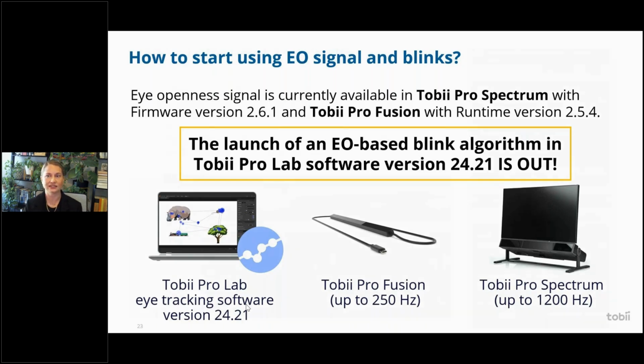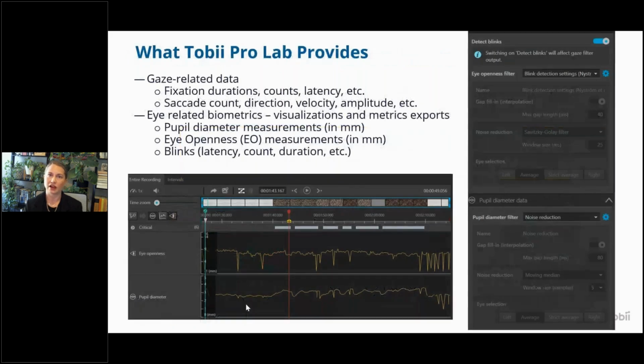This is what you'll get with Tobii Pro Lab. So obviously you get all the fixation-related data, gaze-related data, fixation durations, counts, and latency, saccade count, direction, velocity, amplitude, and more. But you also get eye-related biometrics, both in visualization form and in metrics exports. You get pupil diameter measurements in millimeters. It's also shown as this graph here below. You get eye openness, also in millimeters, also visualized here. And then you get blinks, both latency, count, duration, and more.